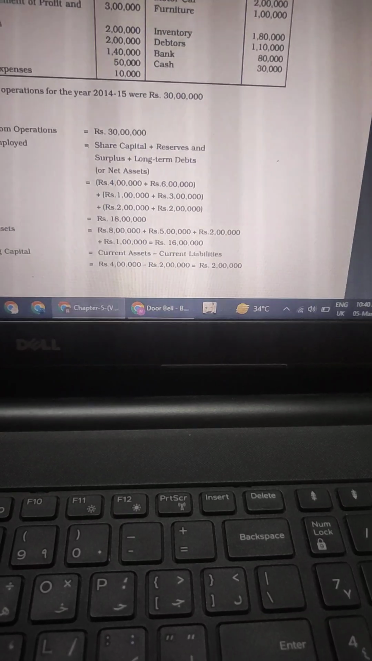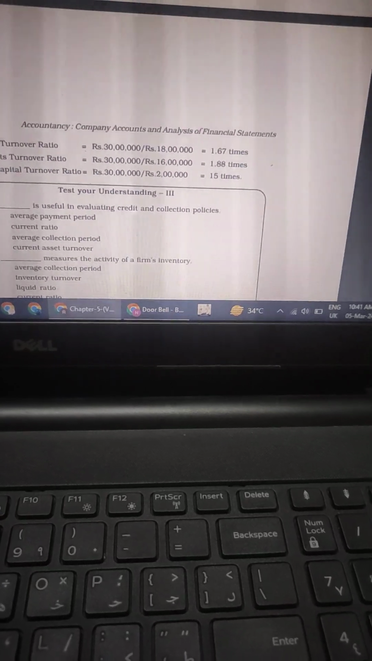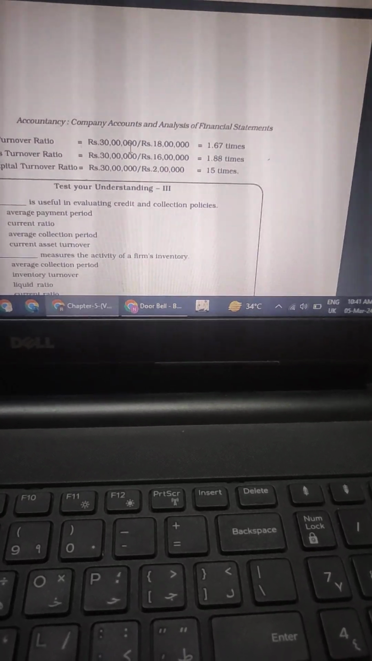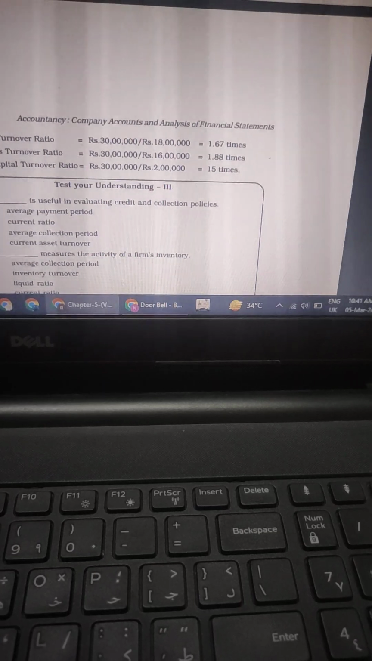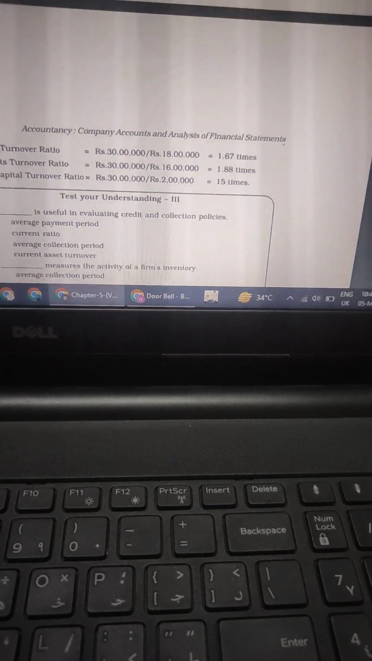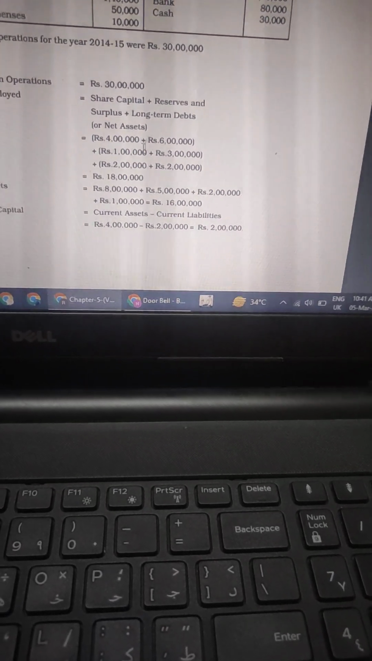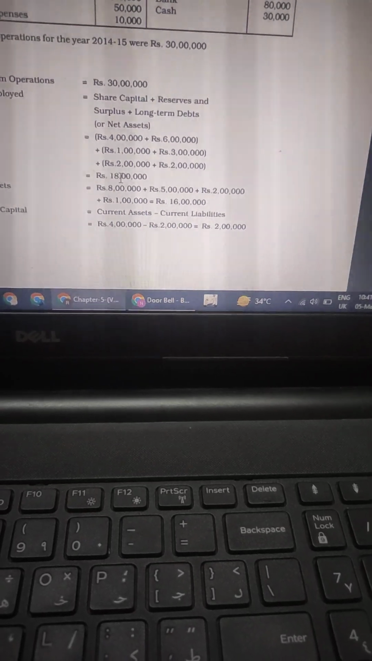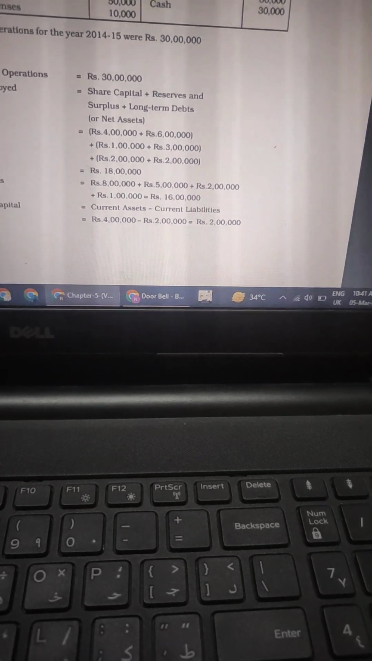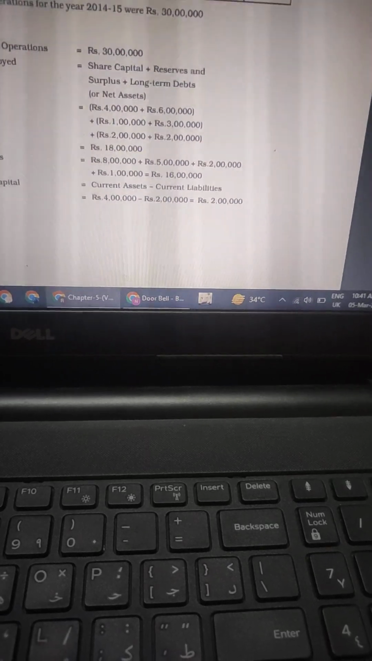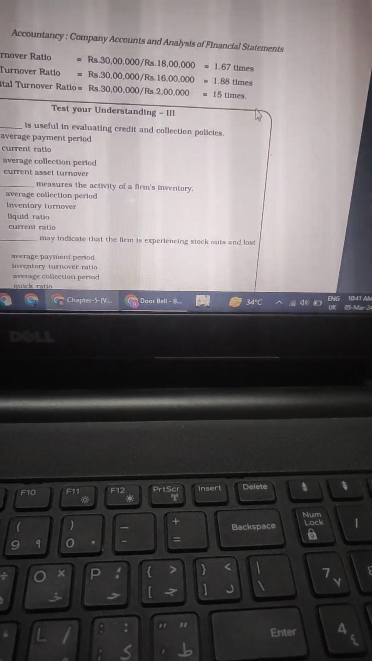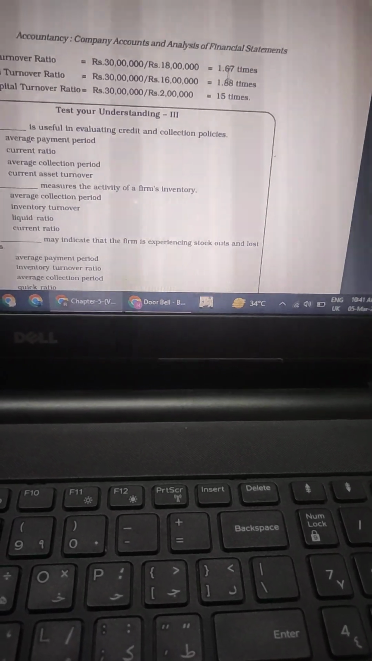So next we have to apply all the things that we found in the formula. Net assets turnover ratio is equal to net revenue from operations divided by capital employed. Net revenue from operations is already given, that is 30 lakhs. The capital employed we have found as 18 lakhs. By dividing this, we will get the amount as 1.67.